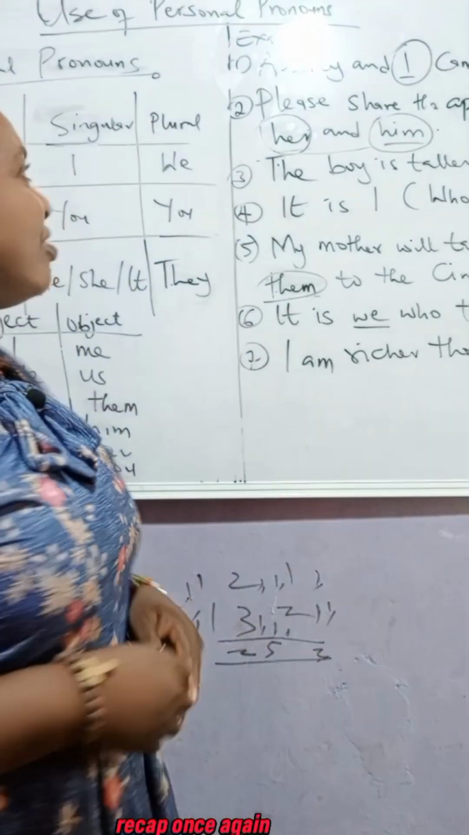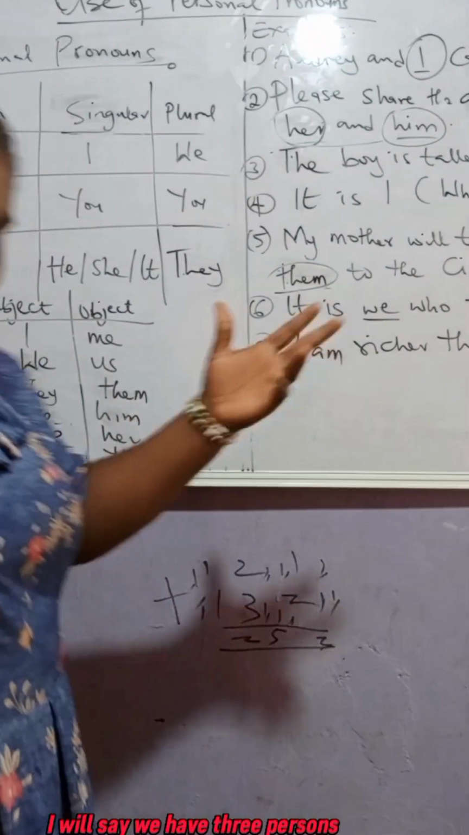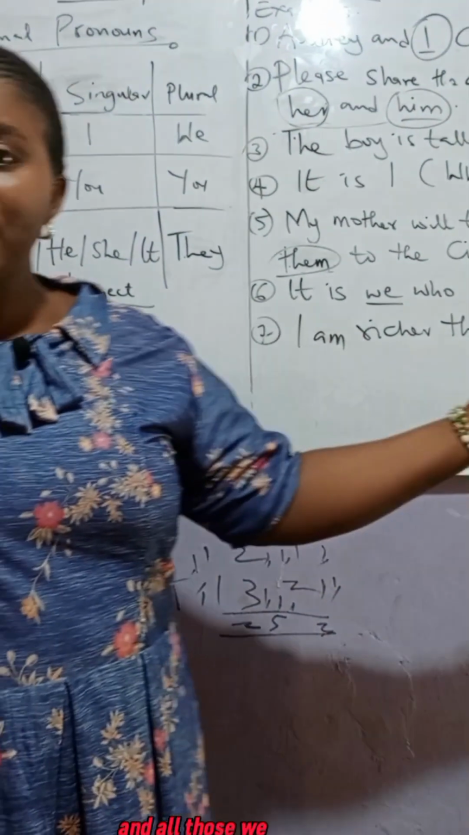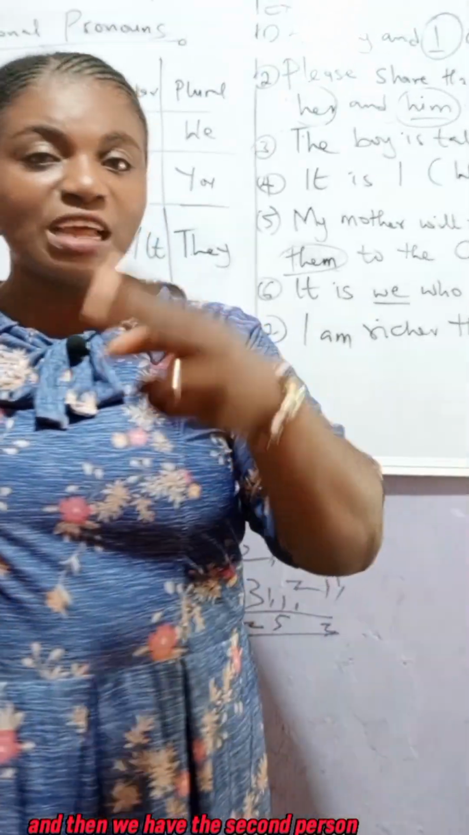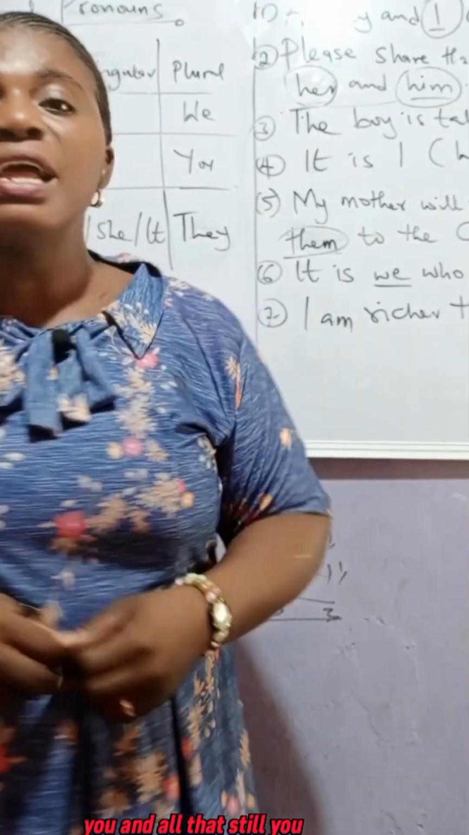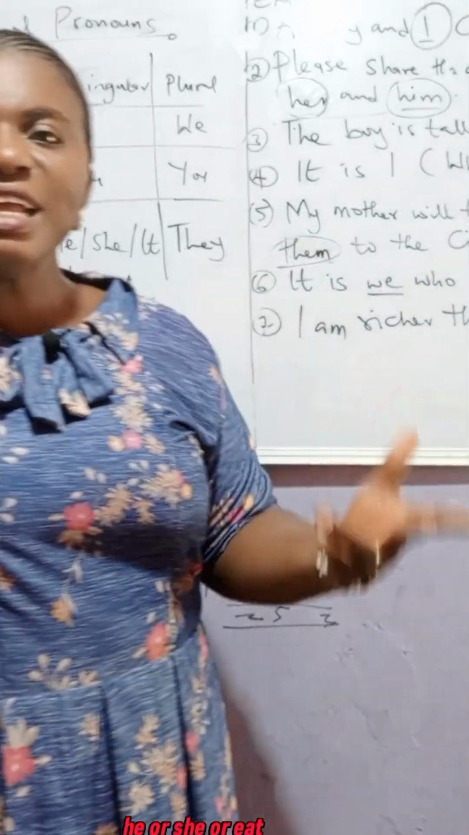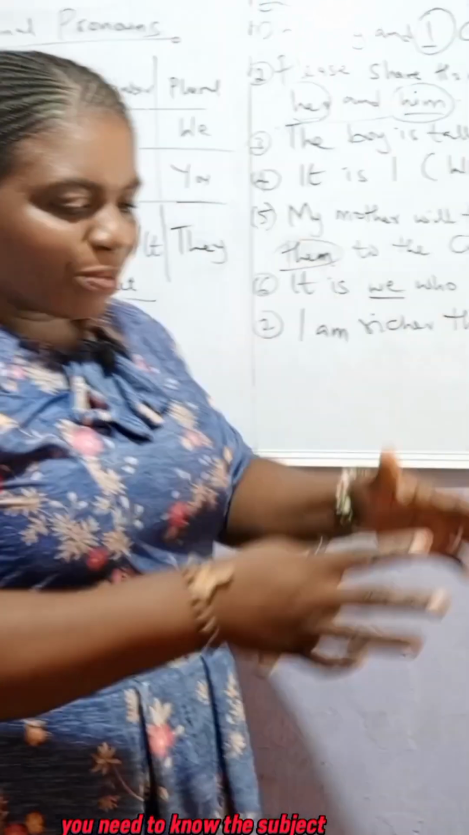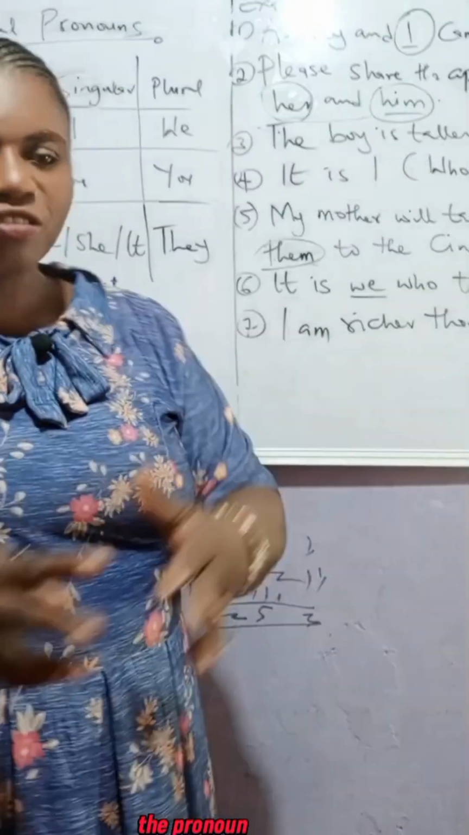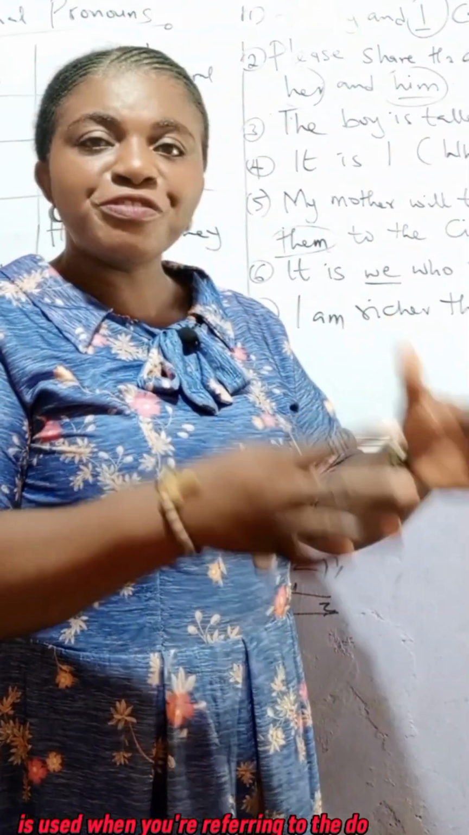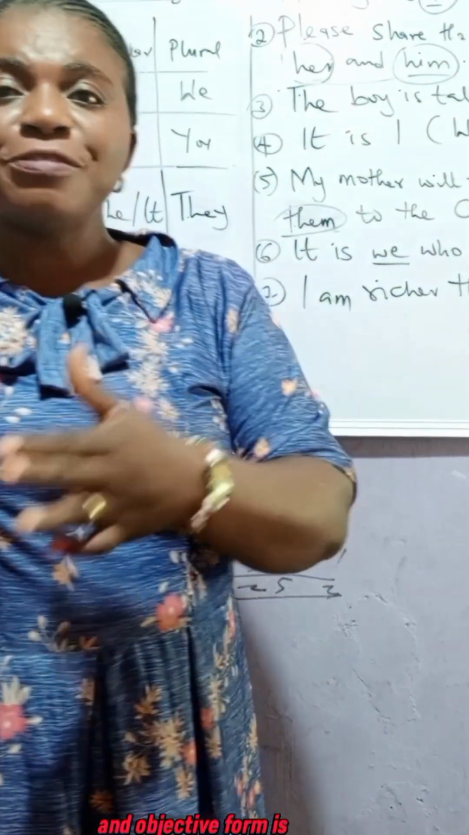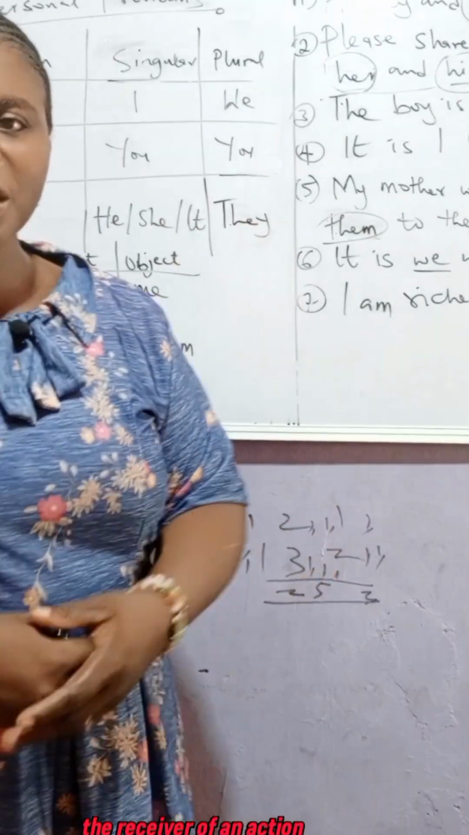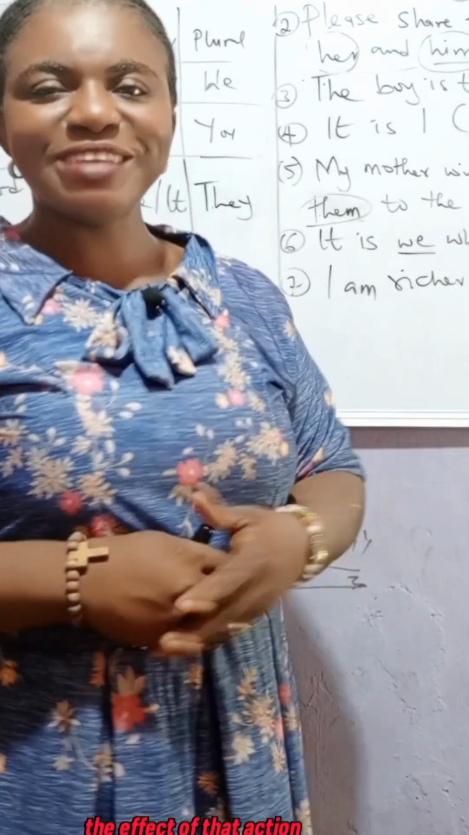So a kind of recap once again. We talked about personal pronouns, and we said we have three persons. We have the first person, that is I who is speaking, and others we. And then we have the second person, you, and others still you. And then the third person, he or she or it or they. We said you need to know the subject and the objective form of the pronoun. The subjective form is used when you're referring to the doer of an action, and the objective form is used when you're talking about the receiver of an action or the receiver of the effect of that action.